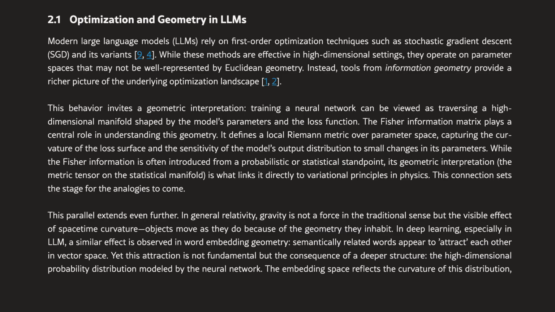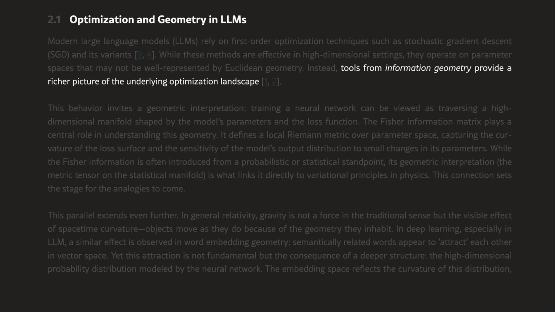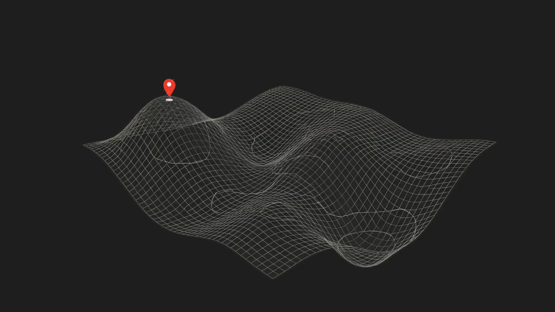So this paper talks about optimization and geometry in LLMs. It talks about the tools from information geometry that provide a richer picture of the underlying optimization landscape. And what does that mean? When we look at our landscape, as I told you, we're starting off with some random initialization, some point, a probability, and we're starting off with a set of weights or parameters, which is what theta means here. And then in our training, we're going from this probability distribution to another one.